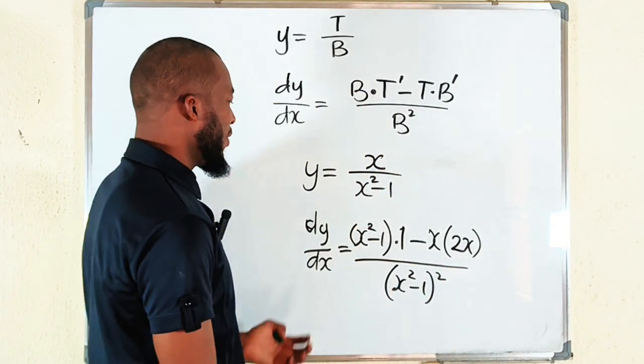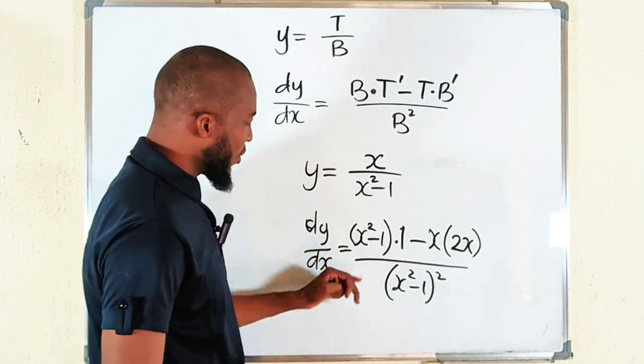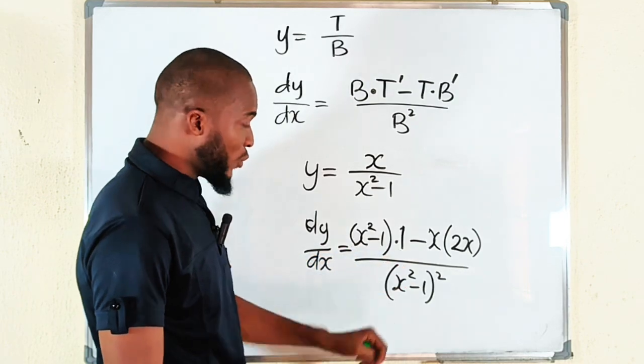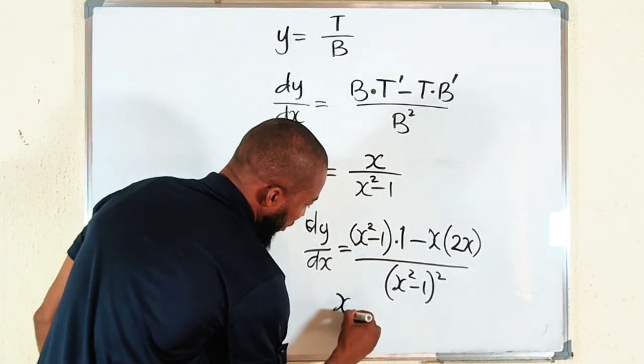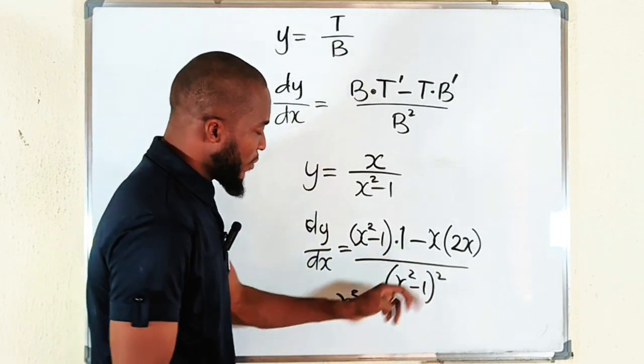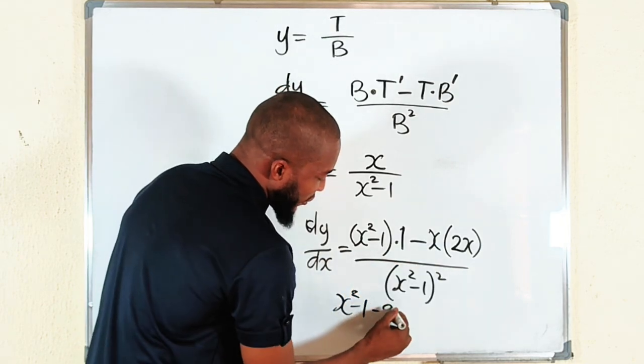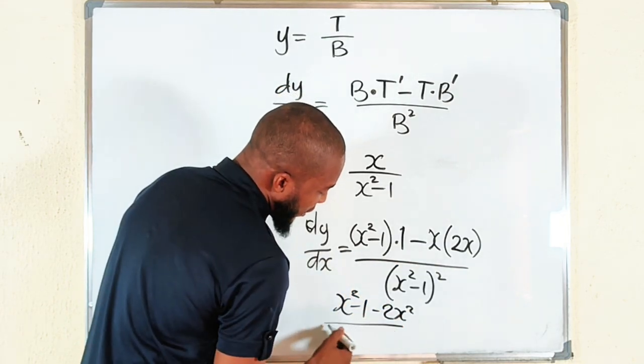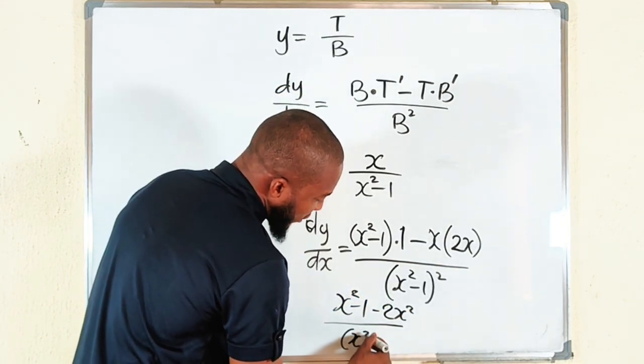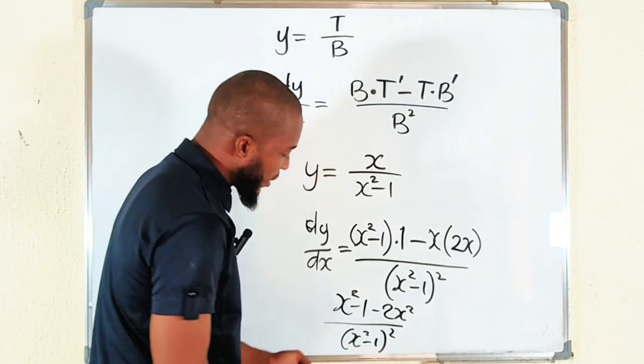If you like, you simplify. Let's simplify and see what we're going to get here. This times 1 will not change. So you have x squared minus 1 minus, this time this will give us 2x squared, right? Divide by the bottom squared, which is x squared minus 1 also squared.